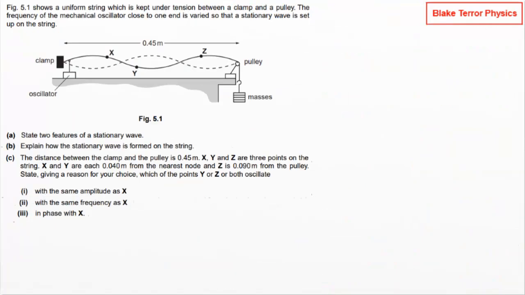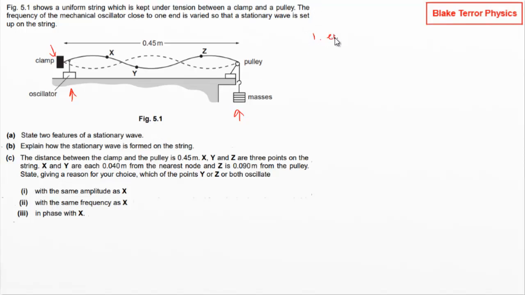Right, what we got up next? Looks like we're onto standing waves now. Uniform string kept under tension with clamp and pulley. So we've got the oscillator here, which is driving oscillations on the string, is clamped at one end, and we've got masses providing tension throughout the string. Right, state two features of a stationary wave.